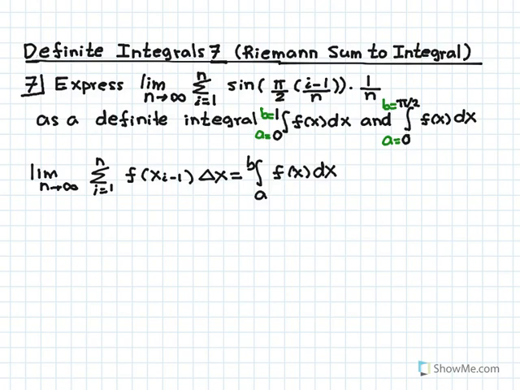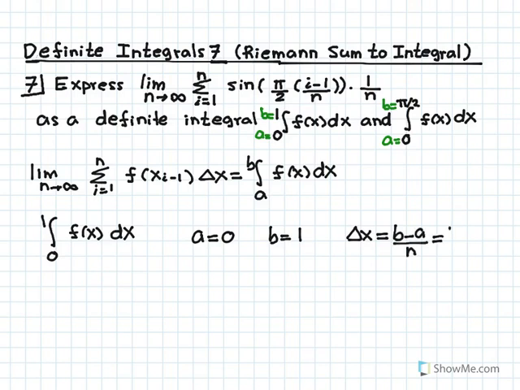Let's start with the first question, integral from 0 to 1, f of x dx. Now, you will notice here that we're actually given a equal to 0 and b equal to 1. And that means we can form delta x, which is by definition b minus a over n, which is 1 minus 0 over n. So let's put those in. a is equal to 0, b is equal to 1. That was given in the question itself.